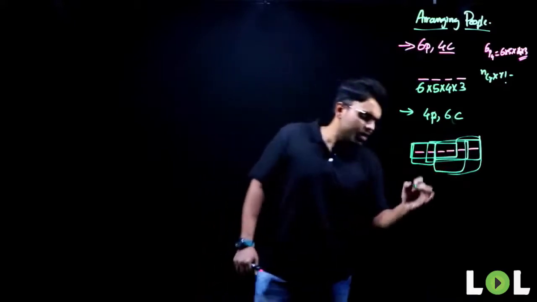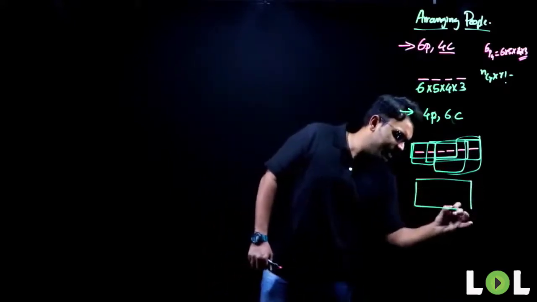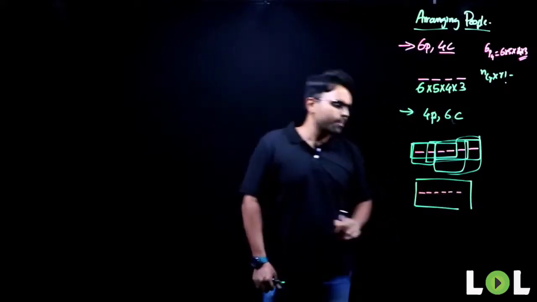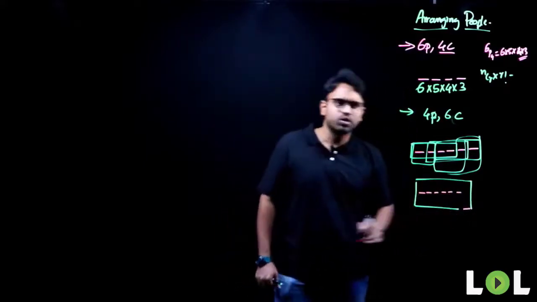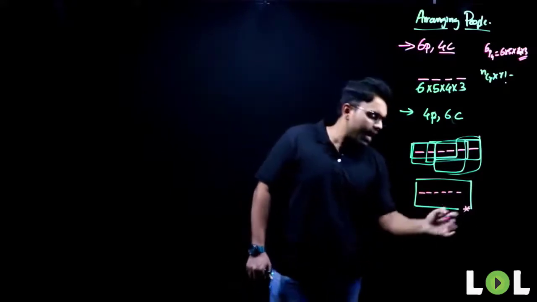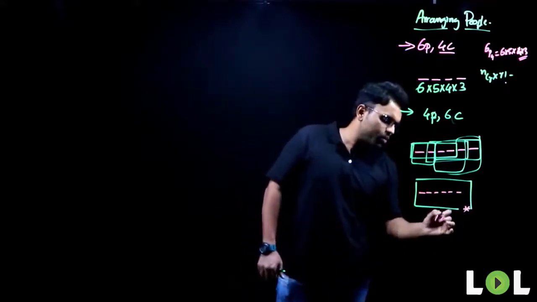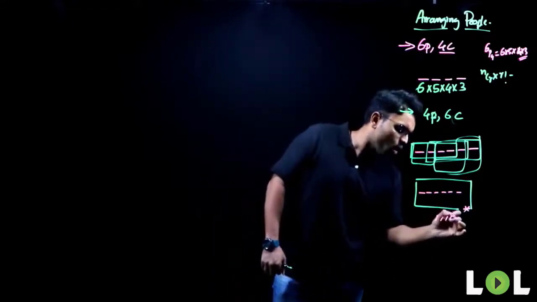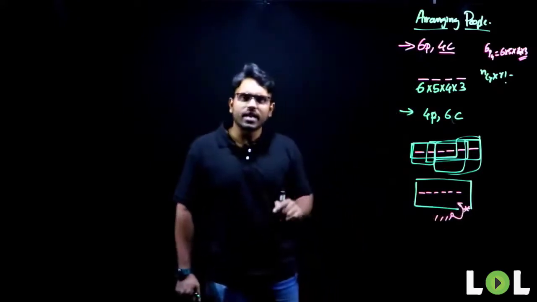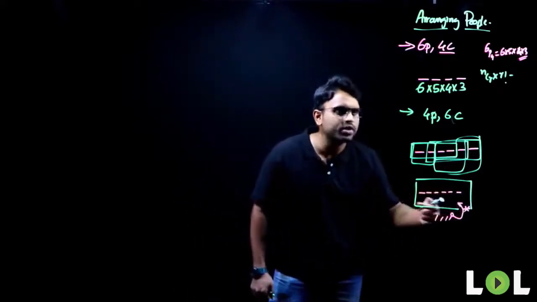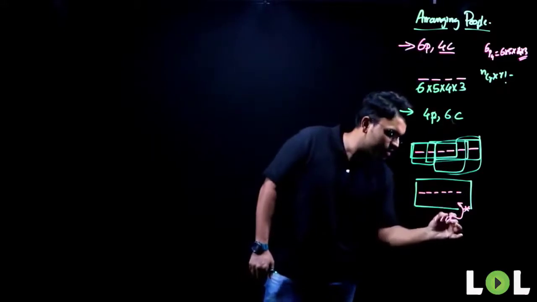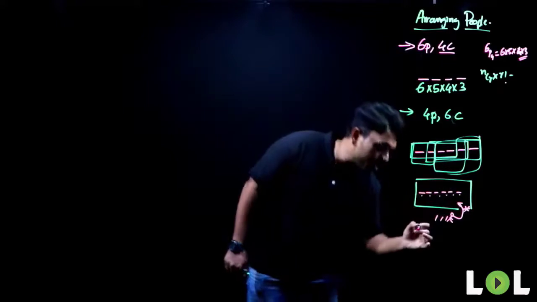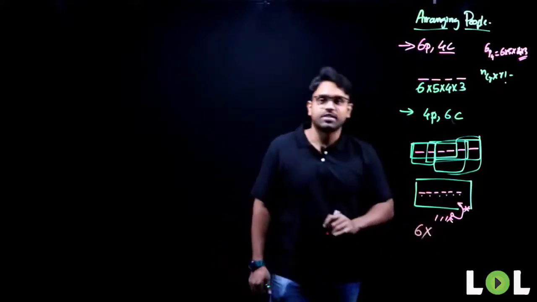What we do is, we imagine that these 6 chairs are inside a closed room. There is a door here, and 4 people are waiting outside this room. 1, 2, 3 and 4. When the first person walks into this room, in how many different ways can he sit? He can sit in the first, second, third, fourth, fifth or sixth. He can sit in 6 different ways.